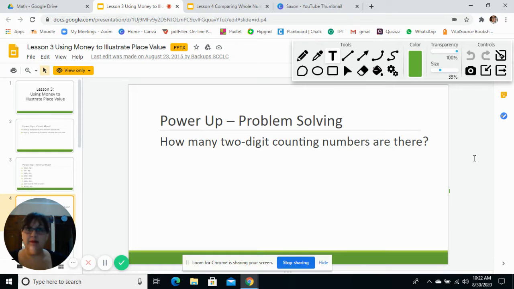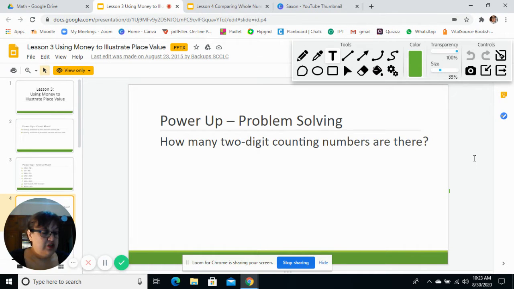All right, now it's time to solve. So go ahead and write solve down on your paper. So you have plan and then solve. Okay, solve is where we carry out our plan. What could we do? What is the greatest two-digit counting number? Go ahead and think about that for just a second. What is the greatest two-digit counting number?